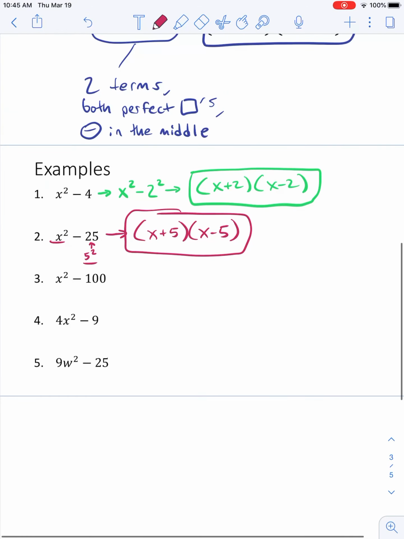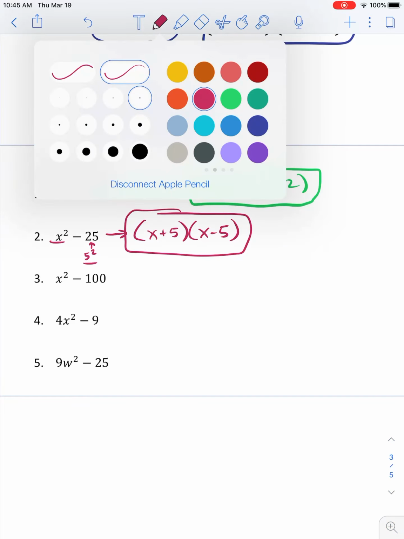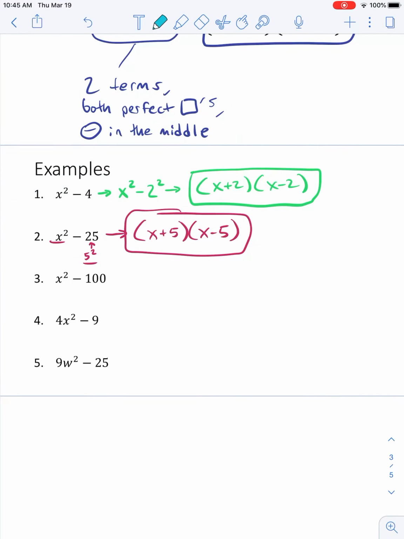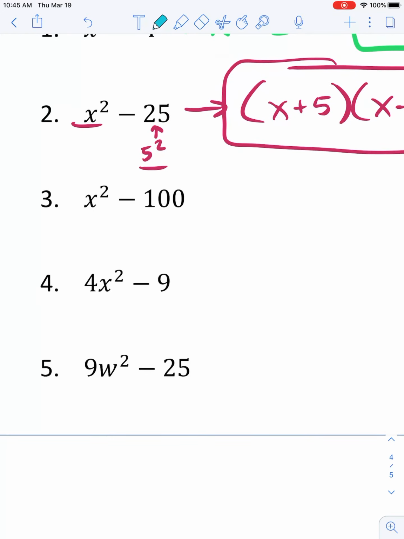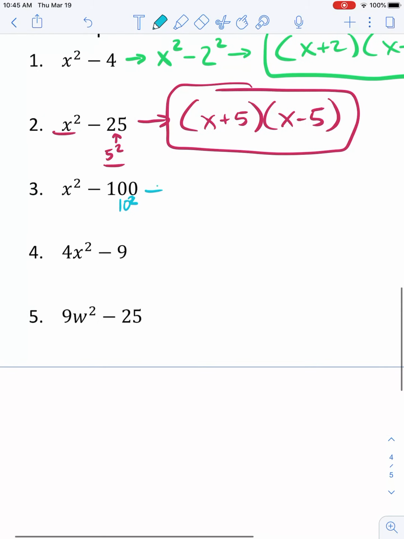If you think you're starting to get this, go ahead and just start doing the problems. I'm going to show you a couple more, but just start doing these problems if you think you understand it. So we have x squared, perfect square, subtraction in the middle, and this is really the same thing as 10 squared, 100. And you can figure this out just by doing square root on your calculator. The square root of 100 is 10. So we really have x squared minus 10 squared, which means this can turn into x plus 10 times x minus 10.